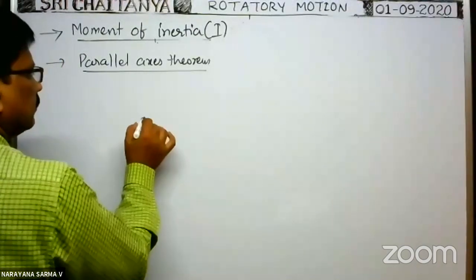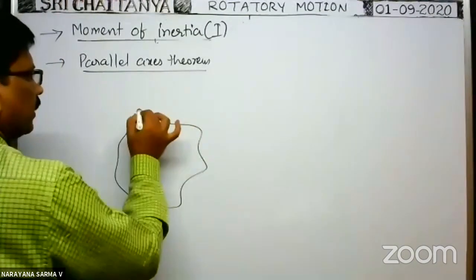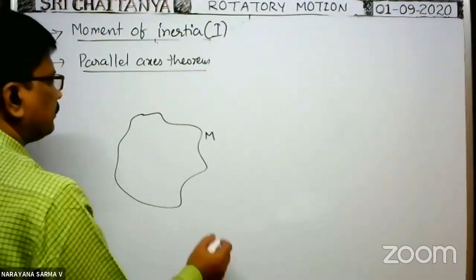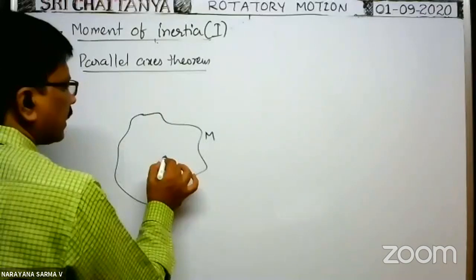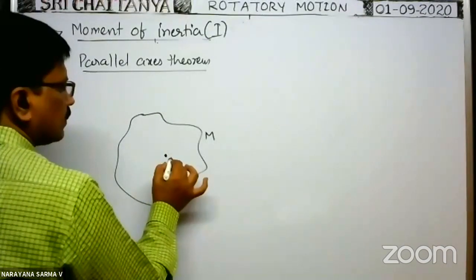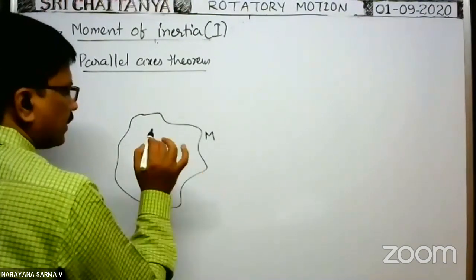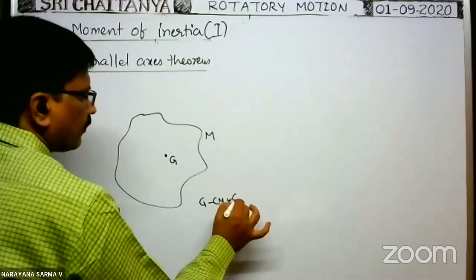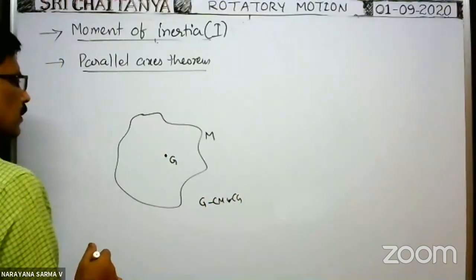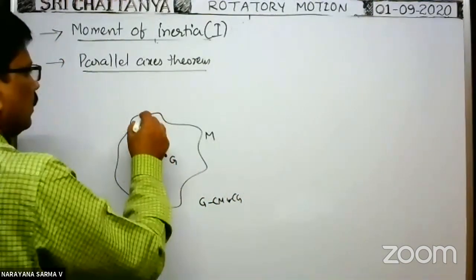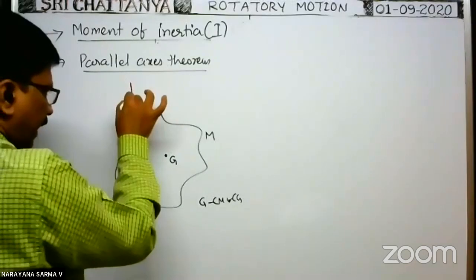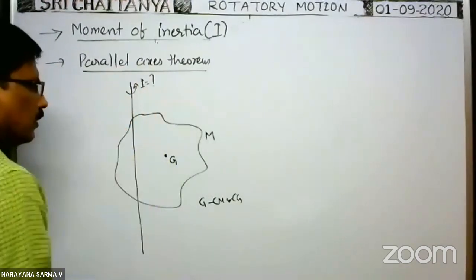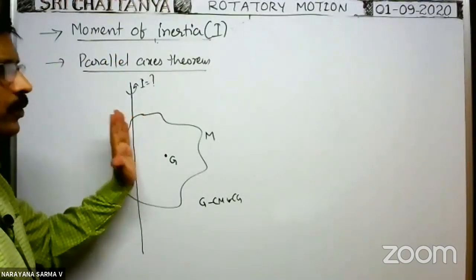Suppose there is a rigid body having mass capital M. Suppose the center of mass, or center of gravity, of the body lies here. G is the center of mass or center of gravity, and it lies at this point. About the given axis, about this axis, what is the formula for the moment of inertia? That is the question. Here, about this axis, the body is made to rotate.